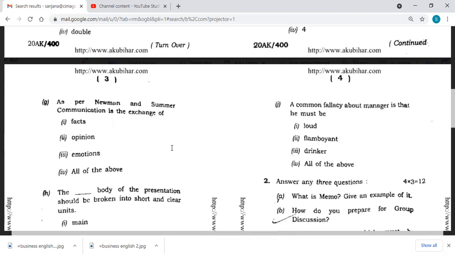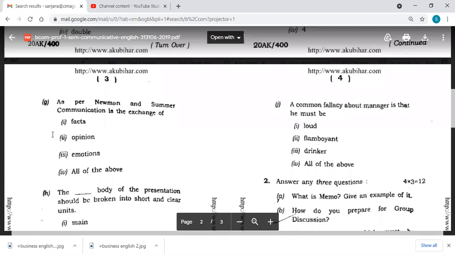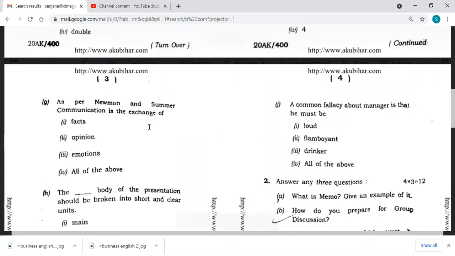If a similar question is repeated from 2019, then what will you do? Ma'am, all of the above, no? Yes, all of them. As per Newman and Summer, communication is the exchange of facts, opinions, and emotions. The answer will be all of the above.